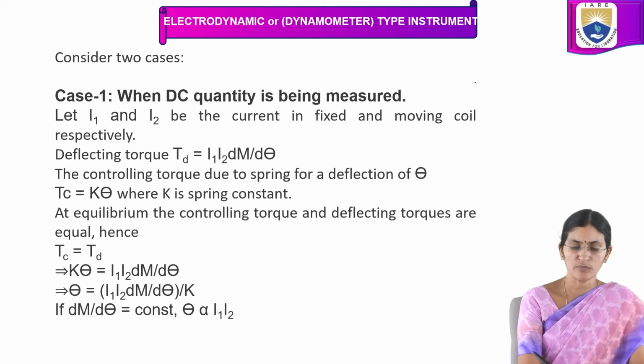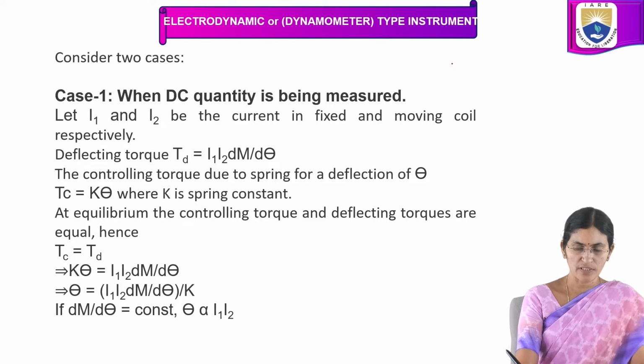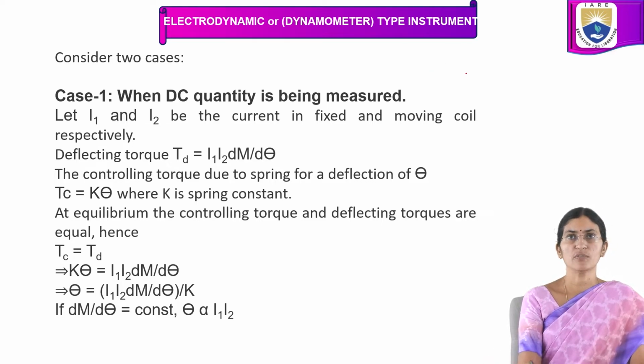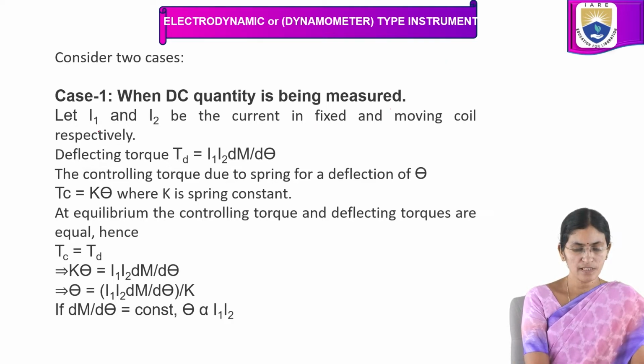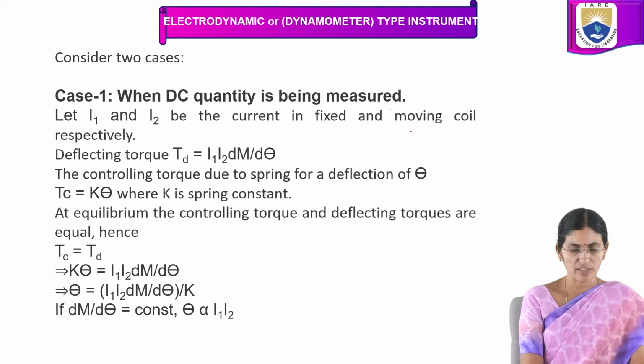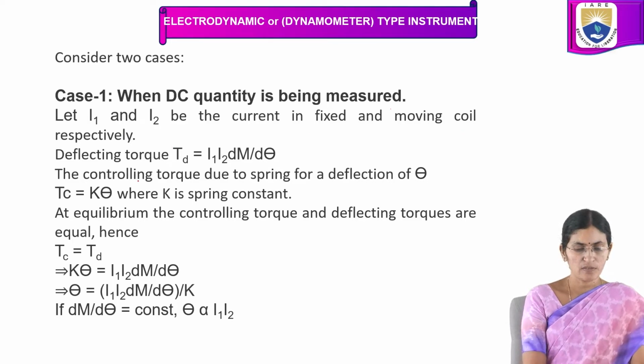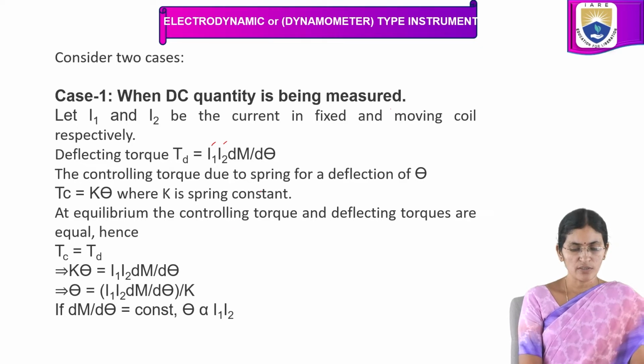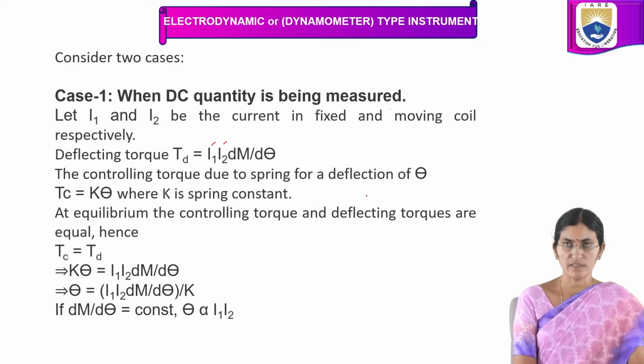We know that this instrument can be used for both AC as well as DC. So it is a transfer type instrument. We can calibrate it with DC and the same instrument can be used for AC also. When a DC quantity is measured, let I1, I2 be the currents in the fixed and moving coil respectively. We have seen the deflecting torque is given by I1 I2 dM by d theta, where these two are the average values. Controlling torque here is provided by the springs.